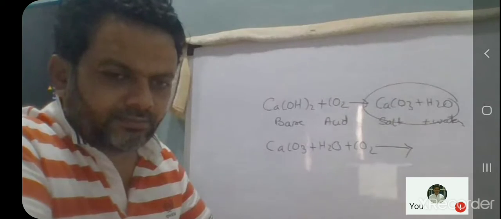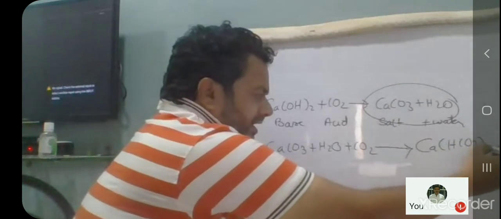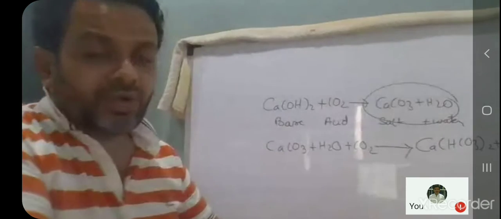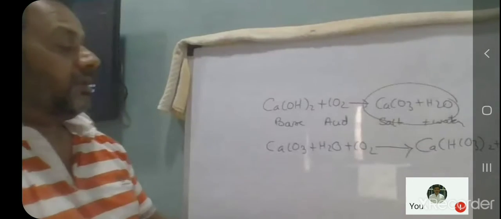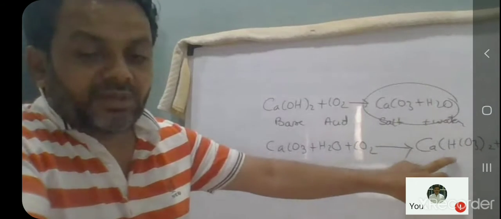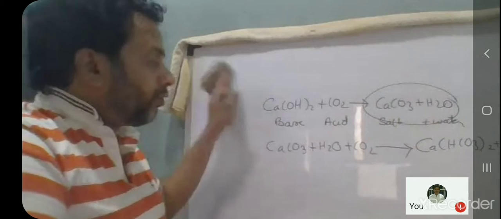Calcium hydrogen carbonate, Ca(HCO3)2, taken twice, plus H2O. Here, what will happen now? When you pass excess carbon dioxide to the lime water, it will turn colorless. So remember, see how the question comes.